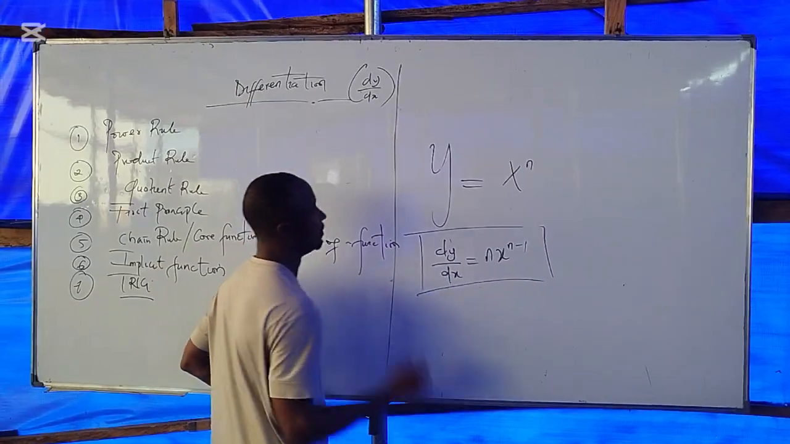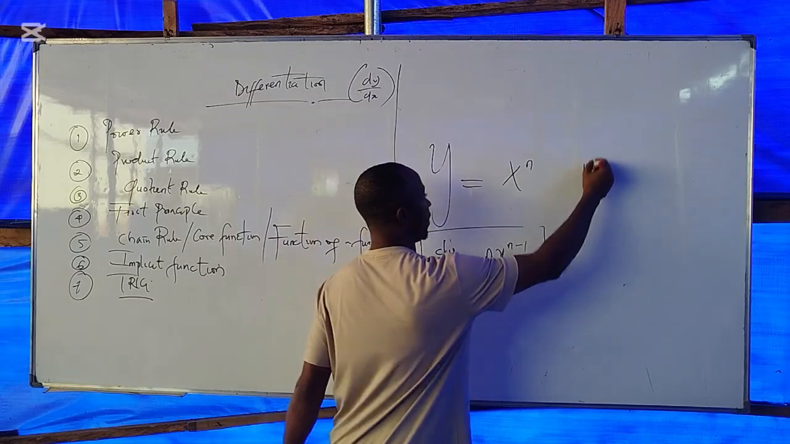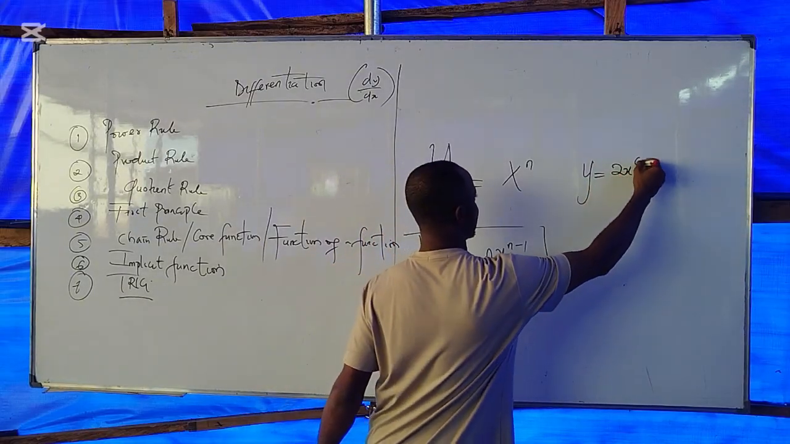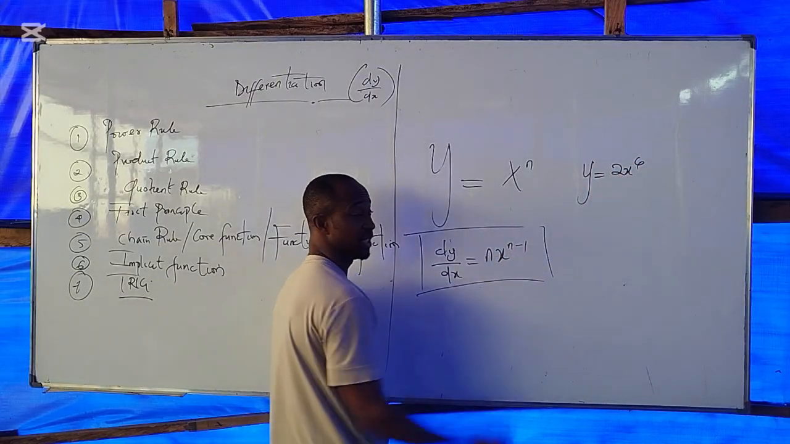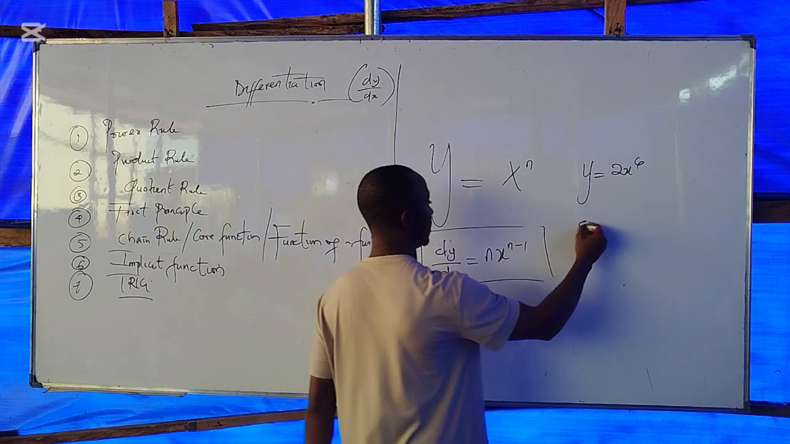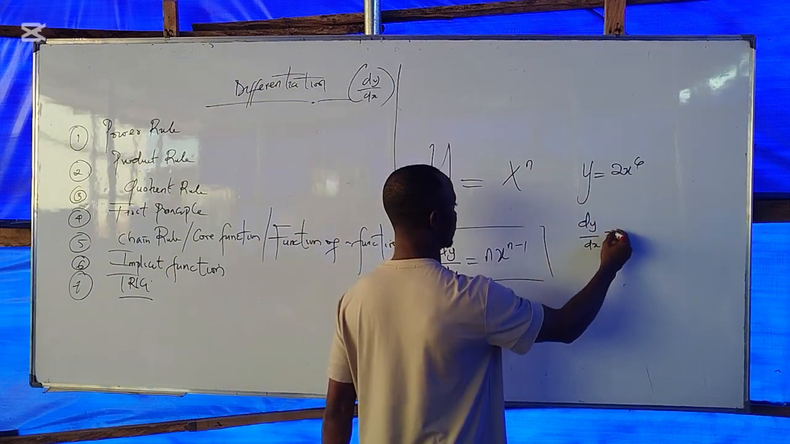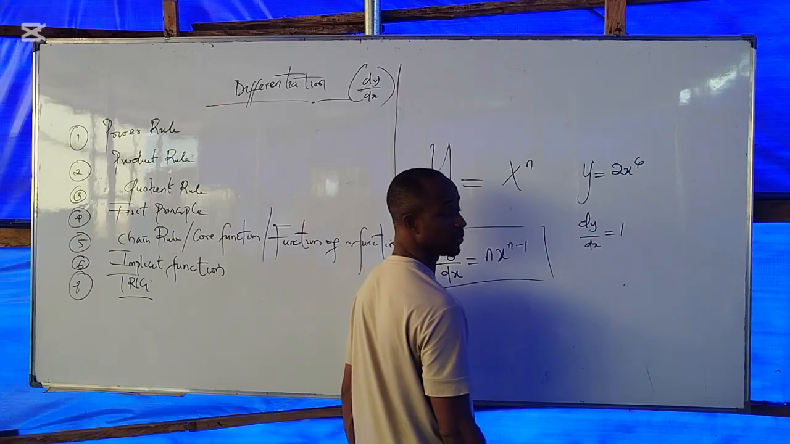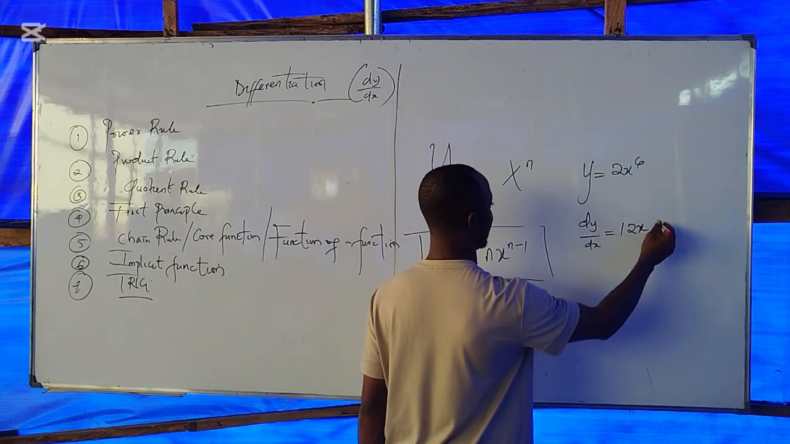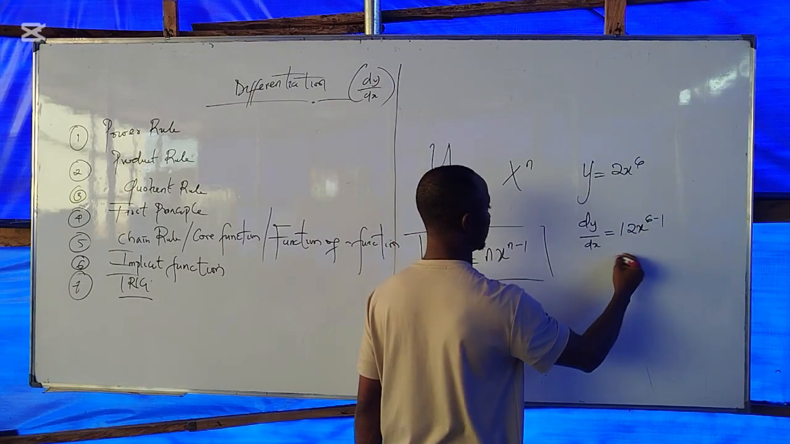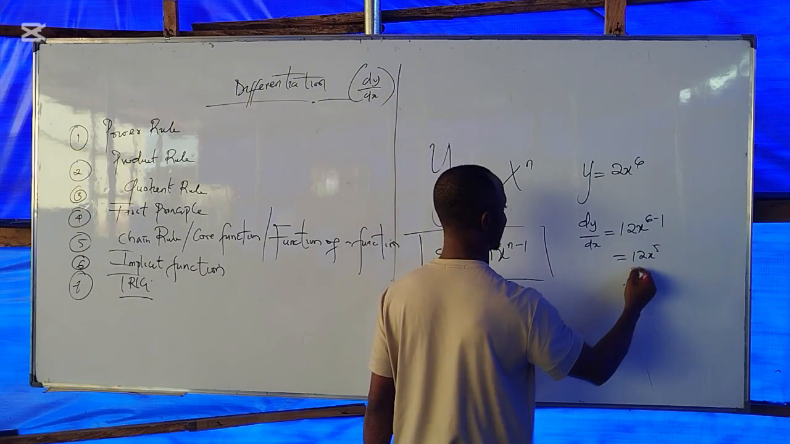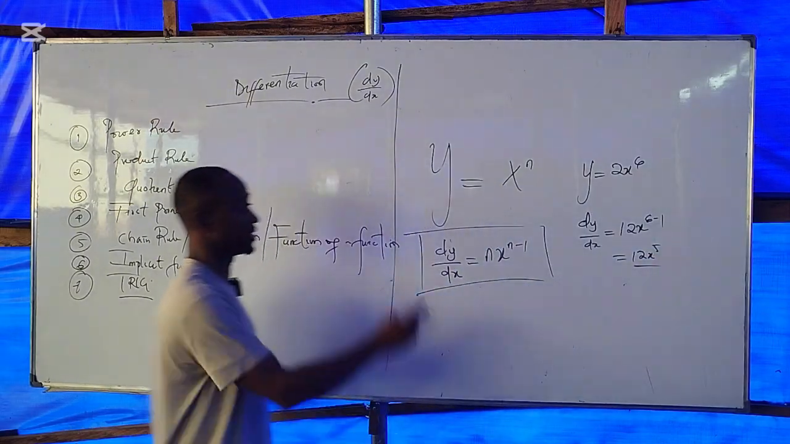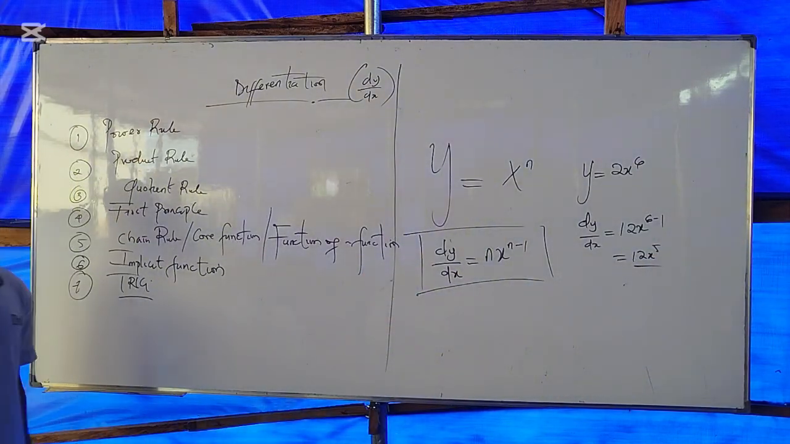This is called the power rule. For example, if we have y equals 2x raised to power 6, to differentiate, dy/dx becomes 6 times 2, which is 12, x raised to power 6 minus 1, which is 12x raised to power 5. This is called the power rule of differentiation.